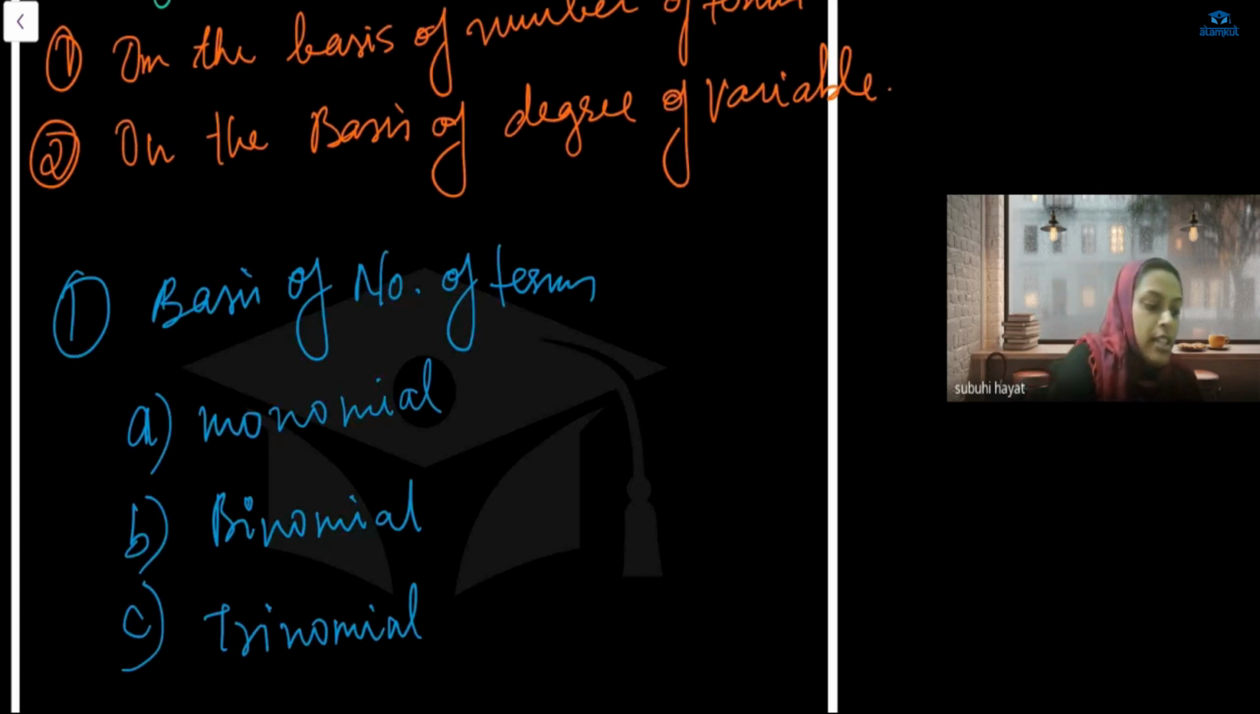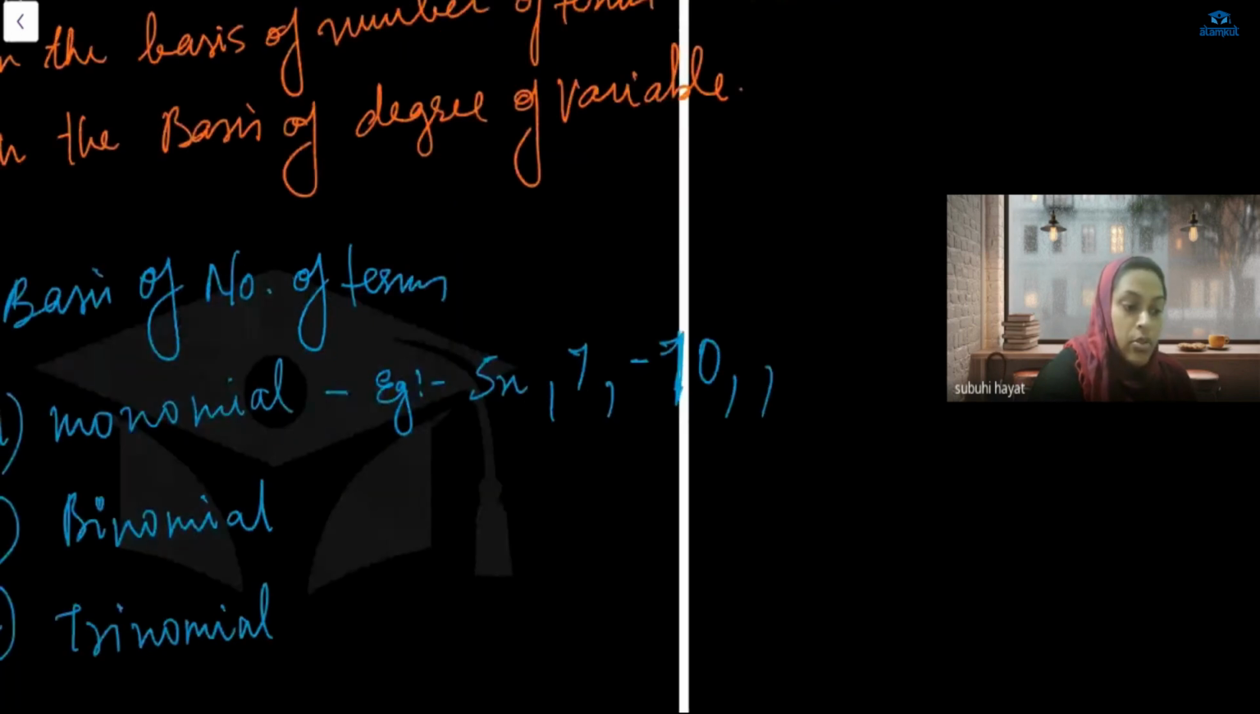For example, only a single term will be there. We have already seen what we mean by a term in my last video. If you have not watched it, don't forget to watch it. Then you can write -7, or -10, or 3x square. Only a single term is there, so it is a monomial.